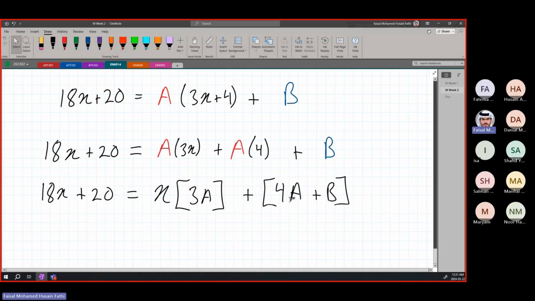Okay, so what I did here, I just rearranged. I kept the x by itself, with 3a inside. Anything with x I kept it together. Here we only have this with x. Anything without x I kept it together.